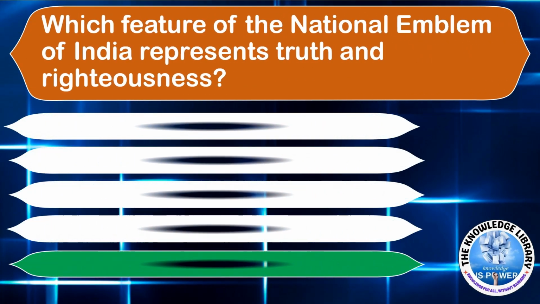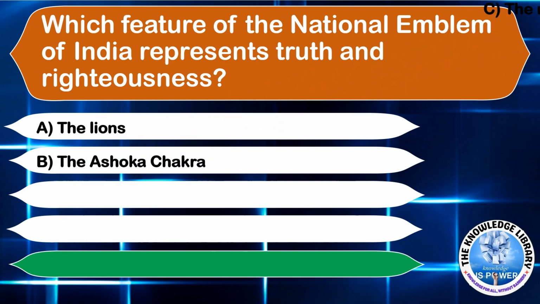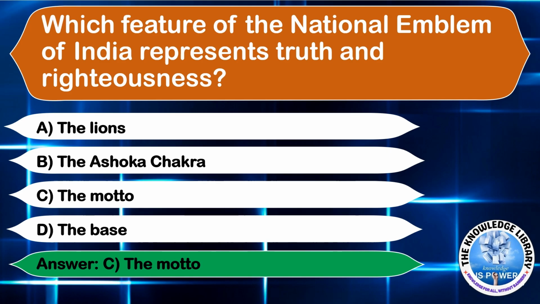Which feature of the national emblem of India represents truth and righteousness? Option A, the lions. Option B, the Ashok Chakra. Option C, the motto. Option D, the base. The correct answer is option C, the motto. Move on to the next question.